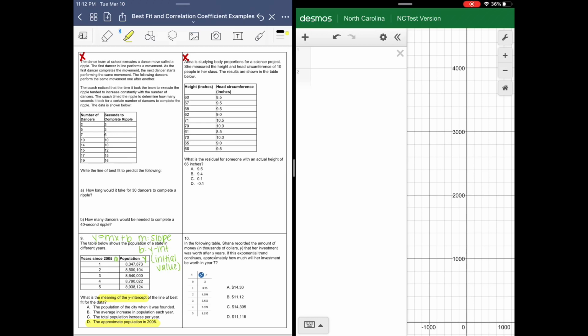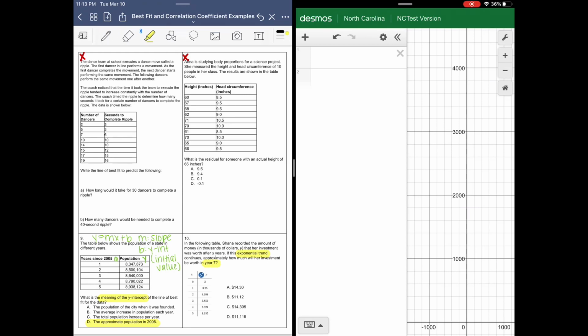Number 10. In the following table, Shayna recorded the amount of money in thousands of dollars, Y, that her investment was worth after X years. So Y is thousands of dollars, X is a number of years. If this exponential trend continues, approximately how much will her investment be worth in year 7? Some key words. I see exponential trend, and I see how much will her investment be worth in year 7.